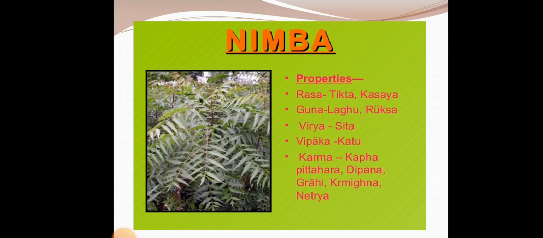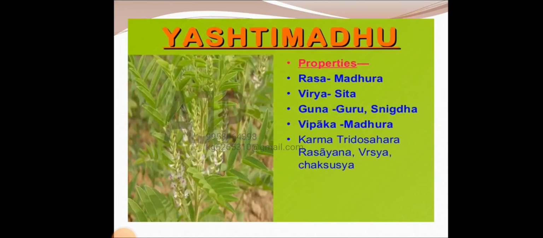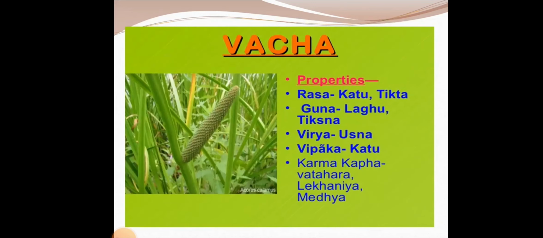Tikta Kashaya Rasa, Shita Virya. In Raja Nighantu, it is mentioned as Ushna Virya, and Laghu Ruksha Guna, and Katu Vipaka. Next slide. Yashtimadhu: Madhura Rasa, Shita Virya, Guru Snigdha Guna, and Madhura Vipaka. The karma is Tridosha Hara, Rasayana, Vrishya, and Chakshushya. Next is Vacha. The properties are Katu Tikta Rasa, Laghu Tikshna Guna, Ushna Virya, Katu Vipaka, and karma is Kapha Vatahara, Lekhaniya, and Medhya.